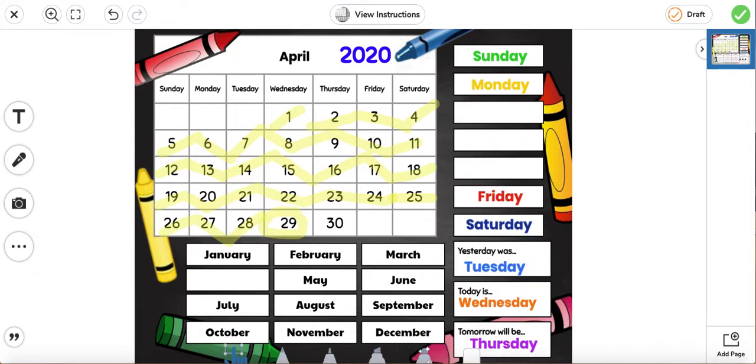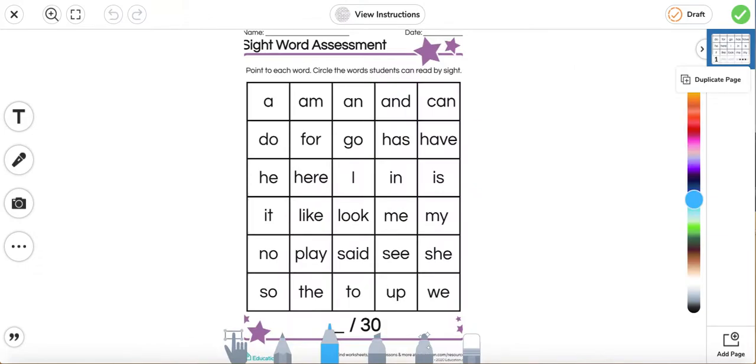Okay, next we're going to move on to fluency. We're going to read the words, and when you do this at home, you want to read the words and circle all the words that you can read. Remember, you want to try to read at least one more word than you did yesterday. Okay.